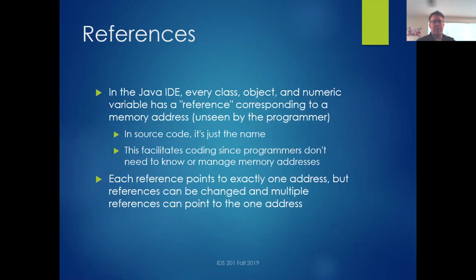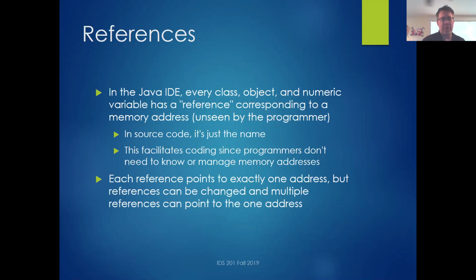Okay, so with objects, it gets a little interesting. We have this concept called references. In the Java IDE, every class, every object, every numeric variable has a reference which corresponds to some memory address where its information is stored. Now in Java, that is unseen to the programmer. You can't go in and dig around and usefully find where it is. In many other languages, low-level ones like C or C++, you can.